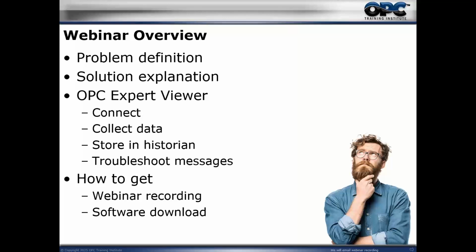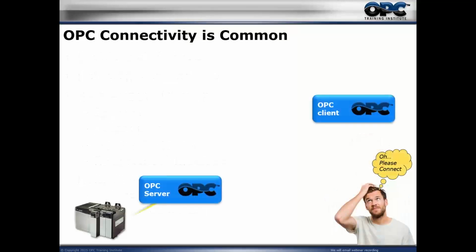We're going to talk about the actual problem definition and the proposed solution. I will show you this OPC Expert viewer, and very specifically, we'll go through connections, collecting data, and storing the data in a historian so you can later do analysis on it, and we'll take a look at some troubleshooting messages. That's really the key for OPC Expert: to help you troubleshoot and diagnose connection problems. In the end, I'll show you how to get a copy of this webinar recording, which we're just going to email to you, and where you can get a link to download this software.